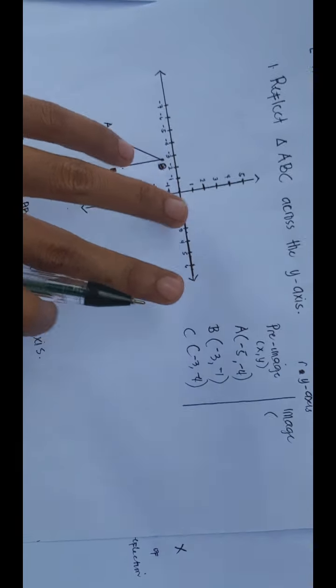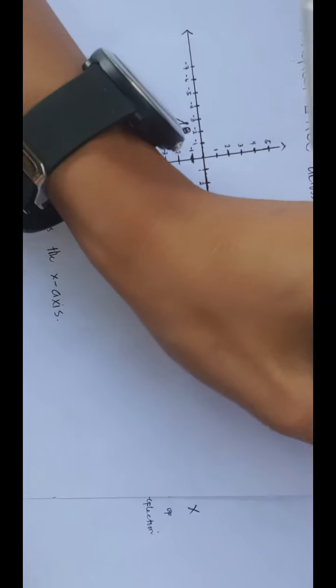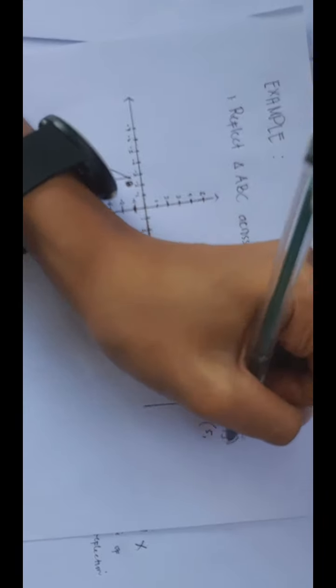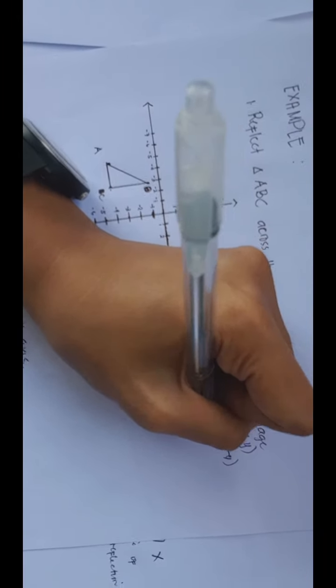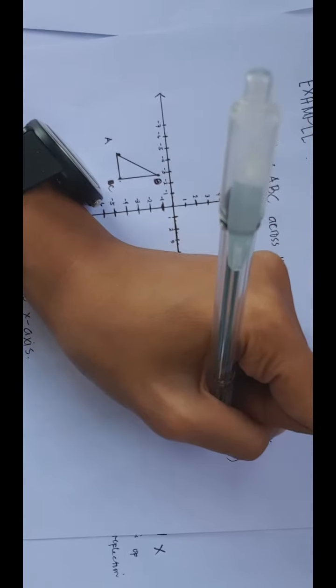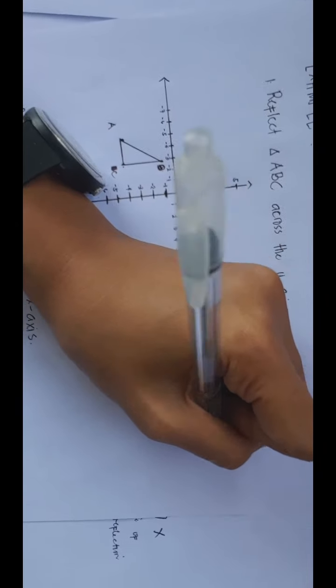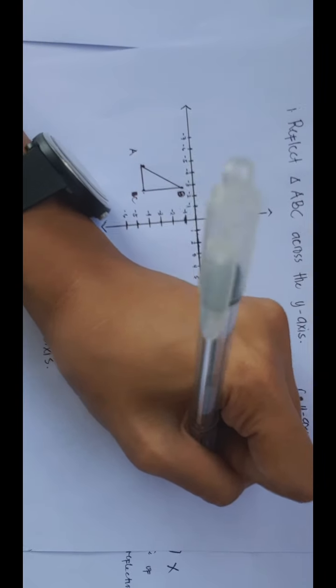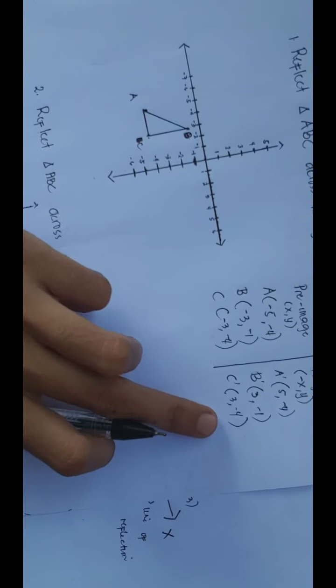So it is reflected across the y-axis. Using the rule, (x, y) is mapped into (-x, y), we have A prime (5, -4), B prime (3, -1), and C prime (3, -4). Now, we need to plot these points here to get the image.